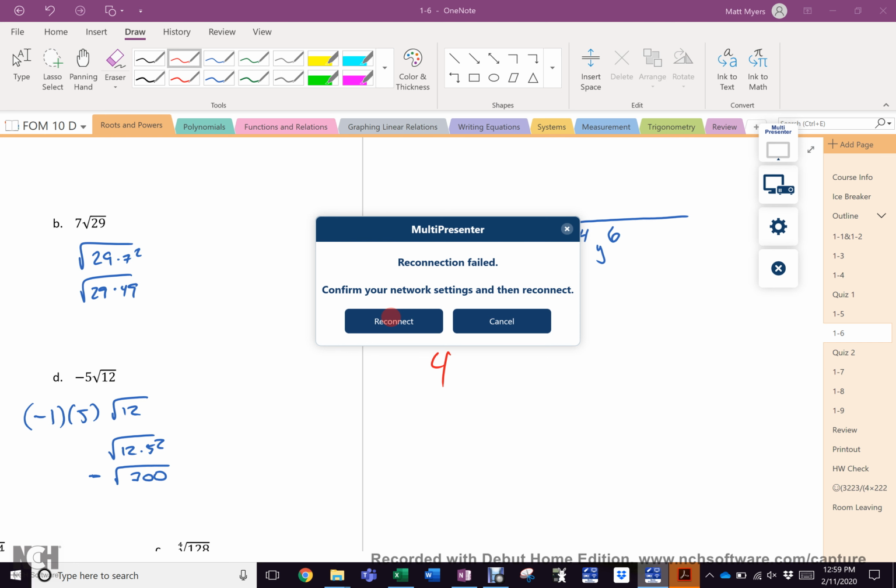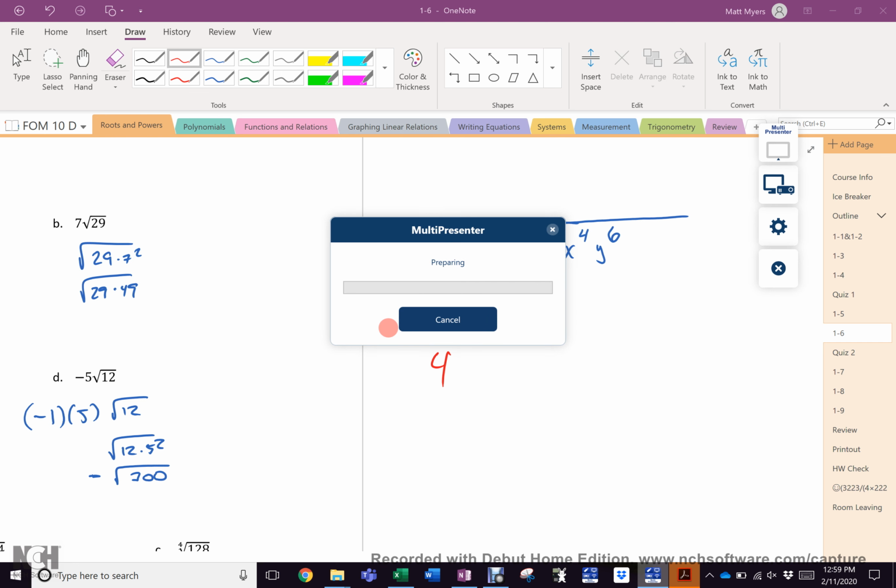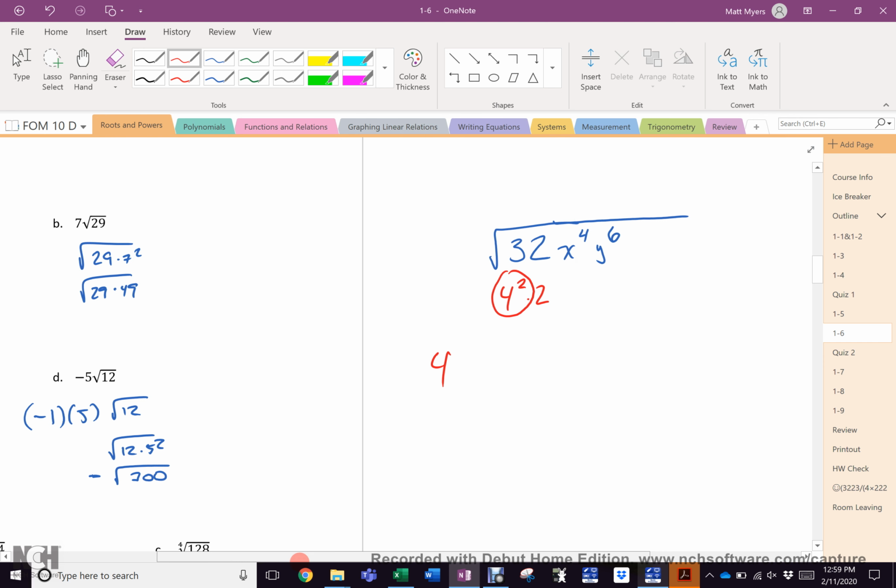Now let's see. Oh, the reconnection failed. That's awesome. Yeah, the bell is going to go. So, you are off the hook. I lie, you're not quite off the hook.